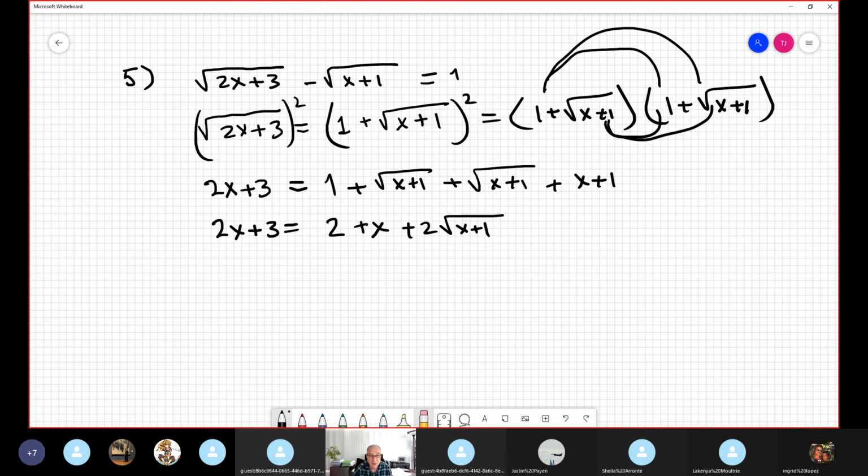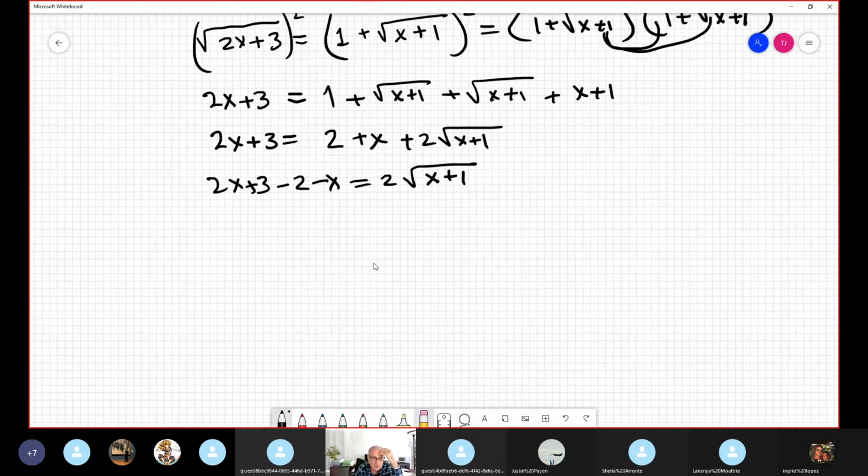So you isolate the second radical now. 2x plus 3 minus 2 minus x is equal to radical x plus 1. And one more time, we combine like terms. 2x minus x is x, and 3 minus 2 is 1. Okay, ready. Now ready to square both sides.